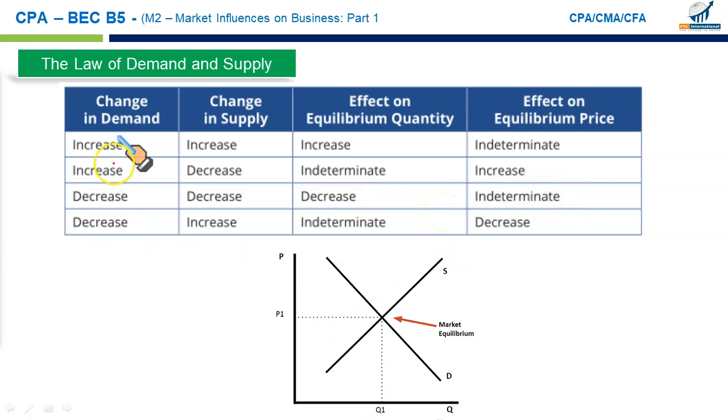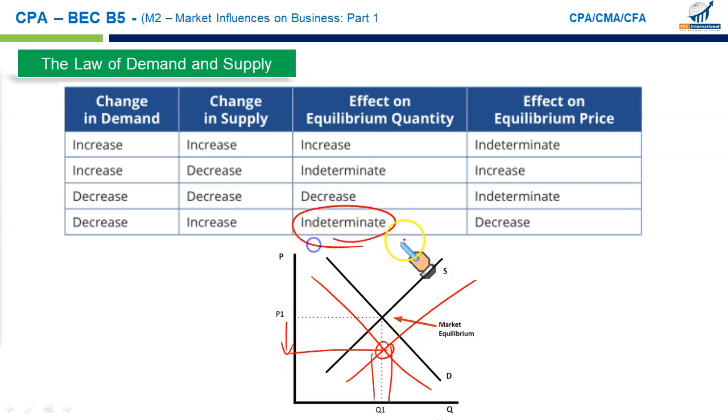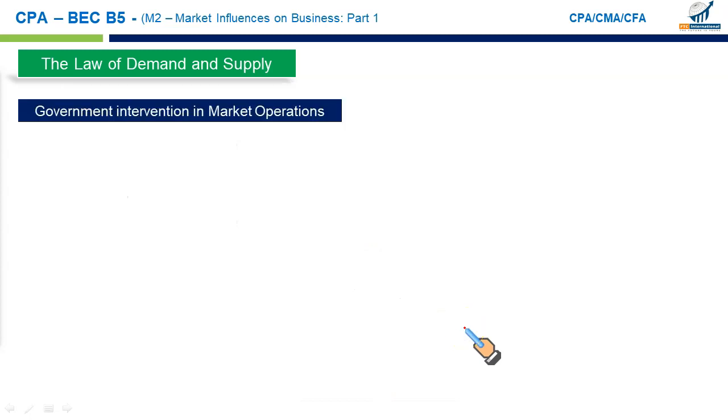Lastly, demand decreases, supply increases. What we are sure of is that the price will fall. You can see the new equilibrium point showing a lower price, but we are not sure regarding the equilibrium quantity. So equilibrium quantity is indeterminate, but the price will definitely fall. So this is how you can answer many exam questions. Just draw the demand and supply curve, shift them outward, and then you can see what would be the new situation. Next, we have a very important topic, government intervention in the market operation.